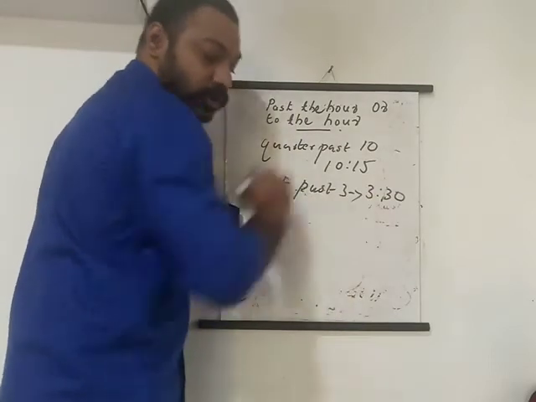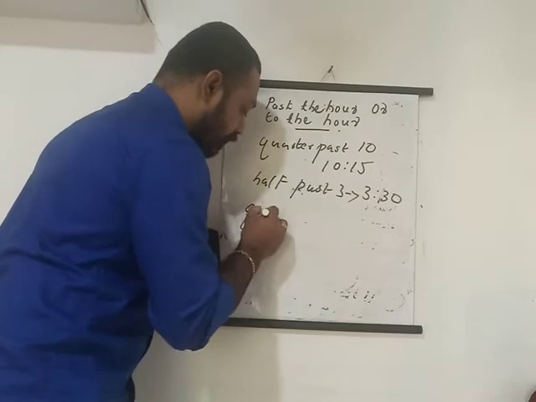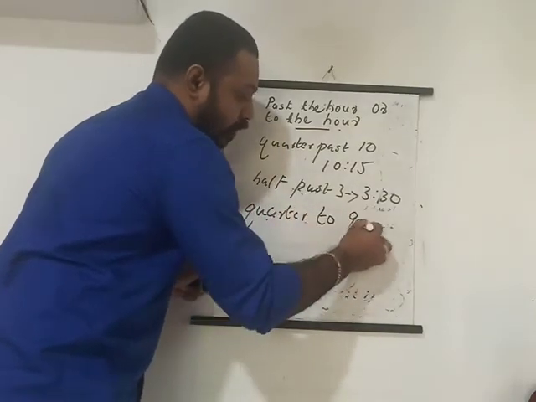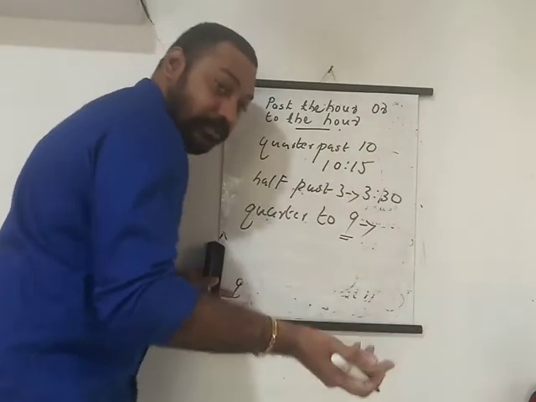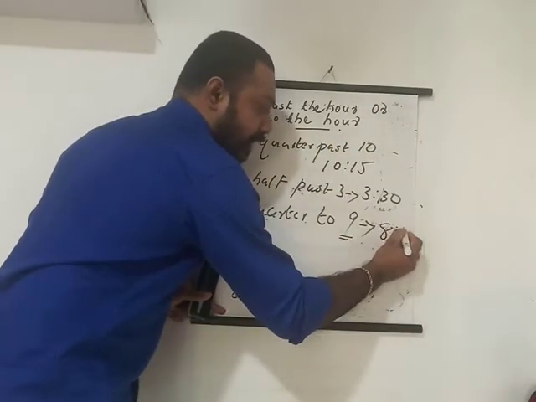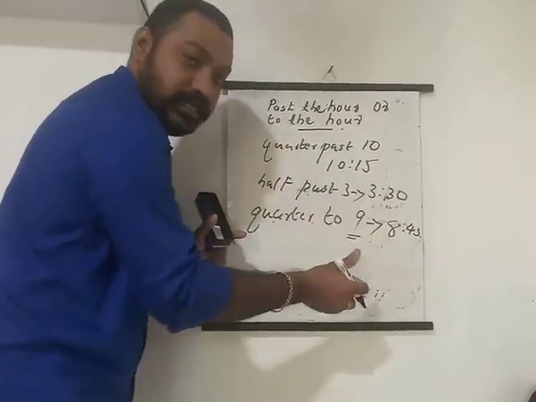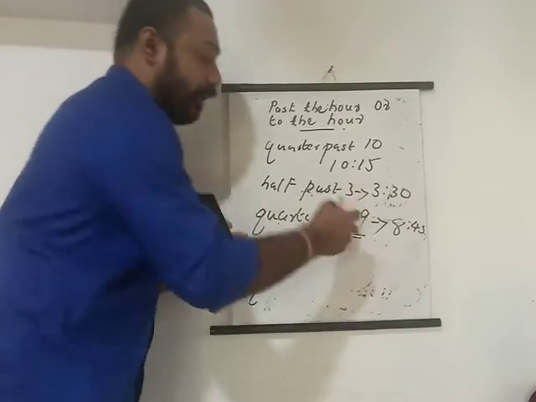You can also draw the clock and write this one. Or quarter to 9. Quarter to 9 means what? 9 മണിയിൽ ആകെ 15 മിനിറ്റ് വേണം. So what is the time? 8:45. Understand? Quarter to 9 means 8:45.